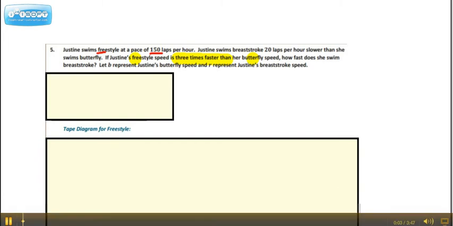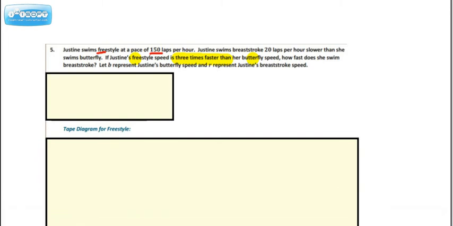Hi everybody, Ms. Dietrich here helping you on Lesson 28, which is on two-step equations from Module 4 of Engage New York. Question 5 is a little complex, and the reason why is because they're talking about 3 different strokes and there's a lot going on here. We're going to take a look at how we might use a tape diagram to help ourselves understand the question.